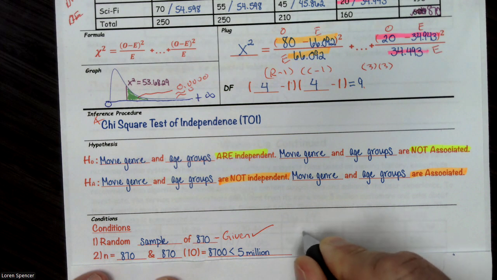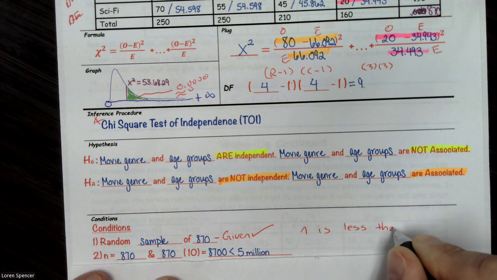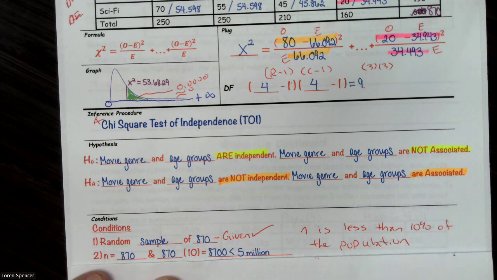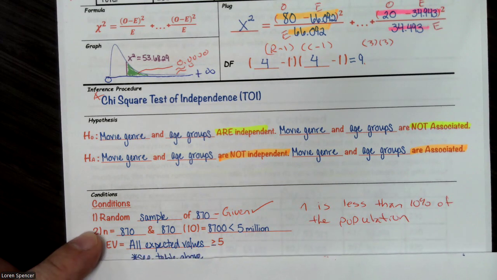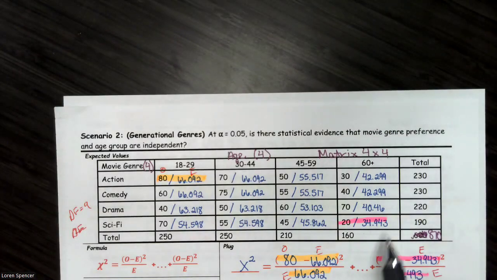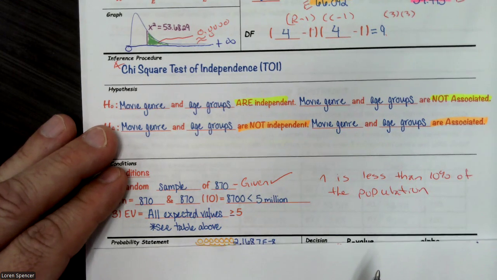So N is less than 10% of the population, right? And then the third one is, is it big enough? Well, all expected values greater than 5, see table above. Well, if we go check our table above, the smallest one was 34. So definitely all expected values greater than or equal to 5. All right.